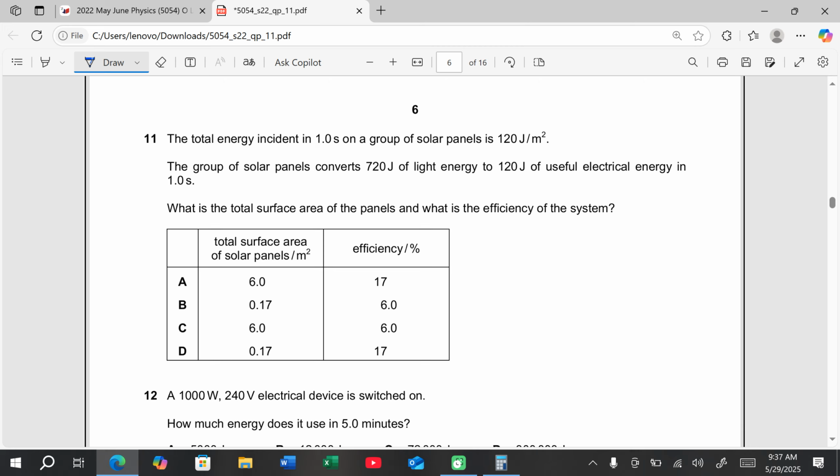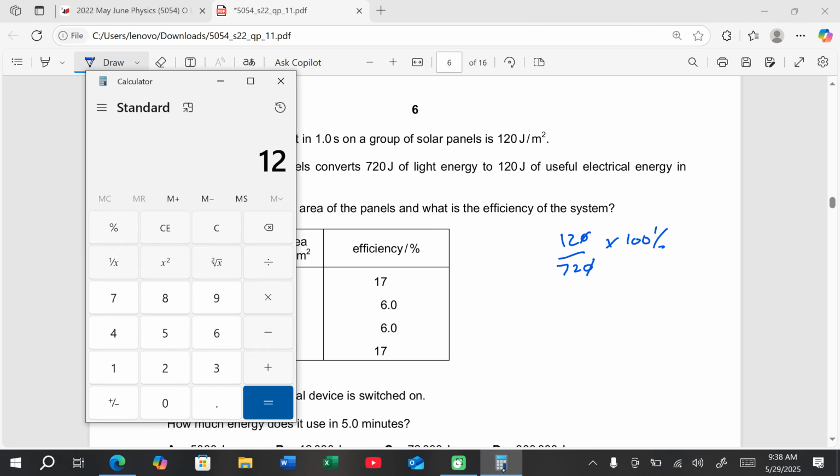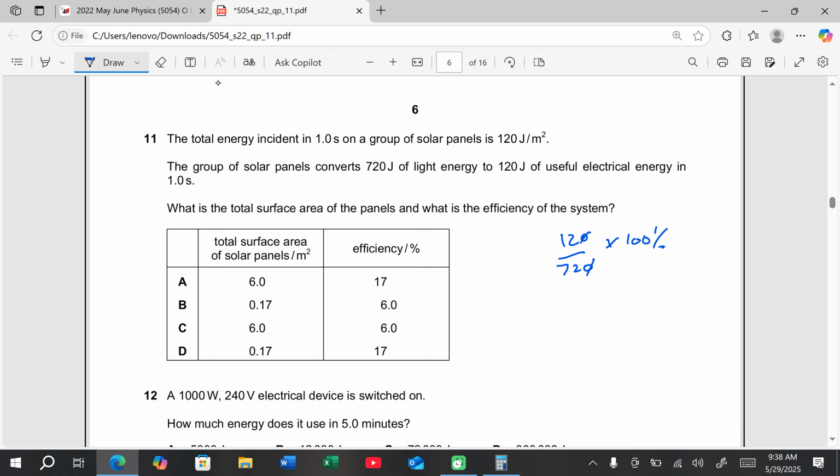First of all, efficiency is 120 over 720 times 100%. So if we're going to calculate the efficiency, let's use our calculator. This is 12 divided by 72. This is 17%. So efficiency is 17%.